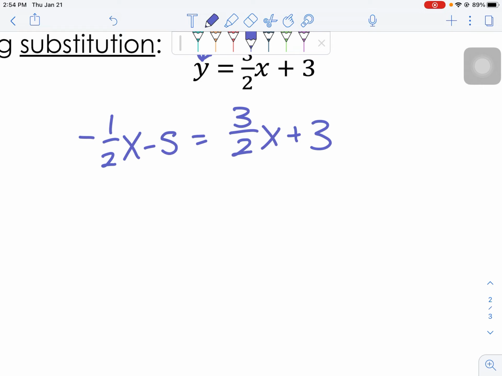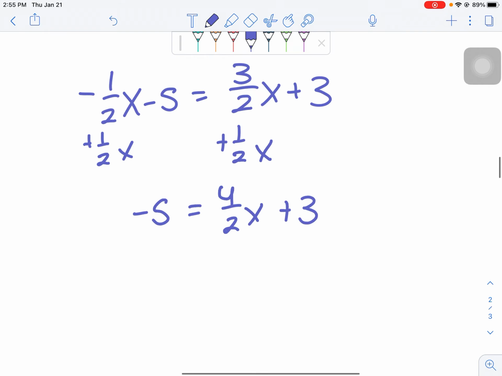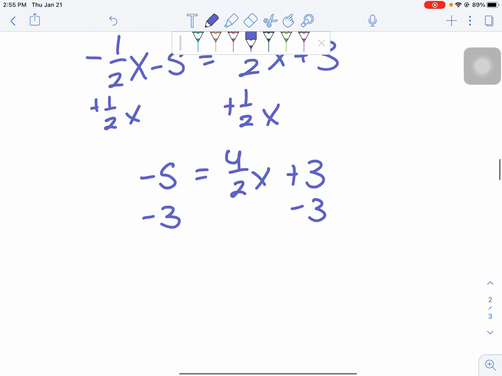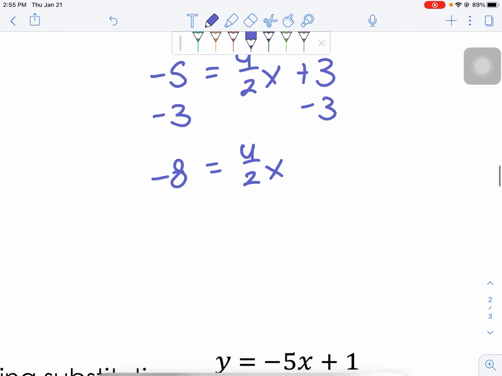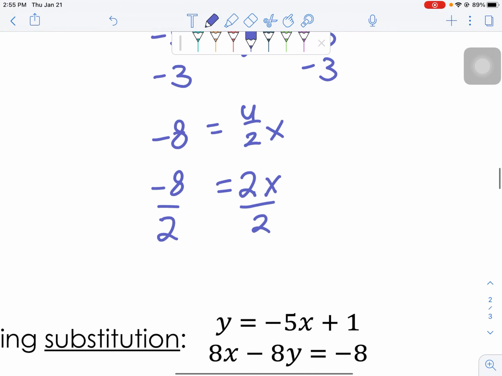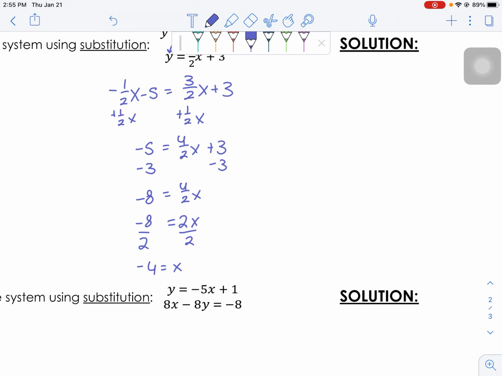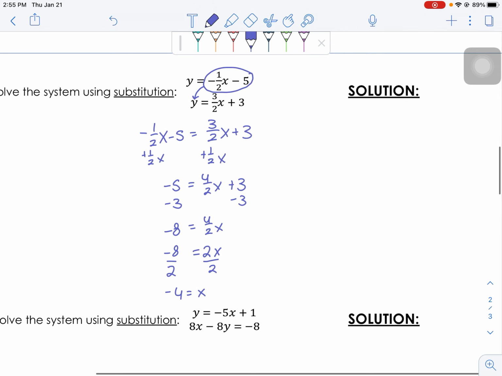What I like to do is add the 1/2 x to the other side. So that gives me negative 5 is equal to 4/2 x plus 3. I'm going to subtract that 3 to the other side to get negative 8 is equal to 4/2 x. 4 divided by 2 is actually just 2x. So we can say 2x is equal to negative 8. And then you finish by dividing each side by 2 to get negative 4 is equal to x. Well, that tells us what x is, which is awesome.